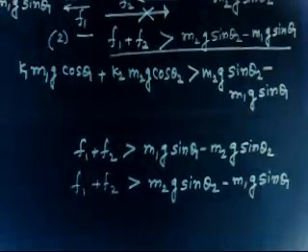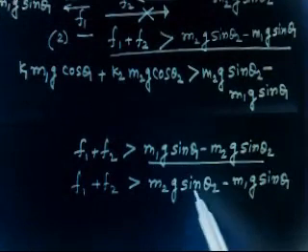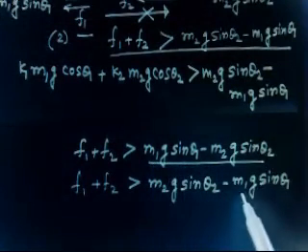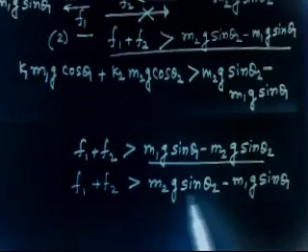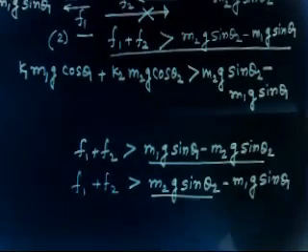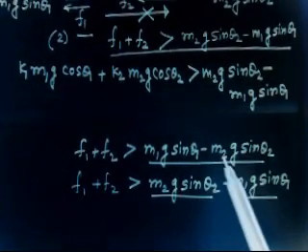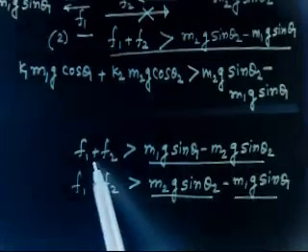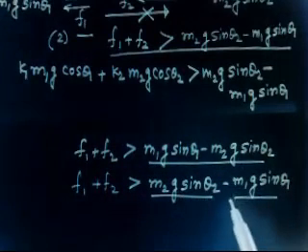If you see these two inequalities, both have the same terms. M1 g sin theta 1 is here, and this also contains M1 g sin theta 1. This contains M2 g sin theta 2, and this also contains M2 g sin theta 2. So both have the same terms, the only thing is there is a minus. So this term is greater than this, and this term is also greater than this, so this is a negative.